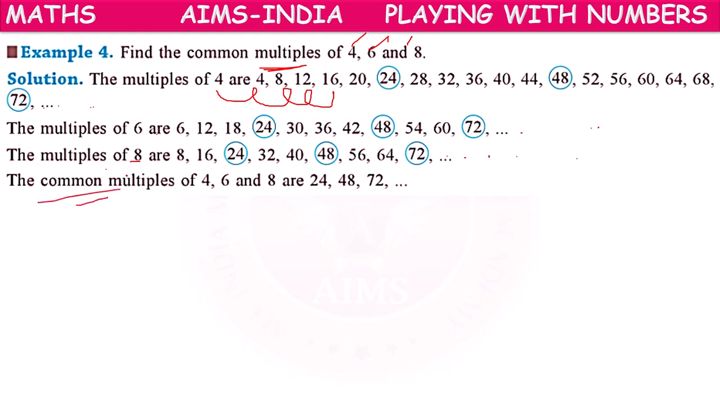So they are asking to write the common multiples. But common multiples exist up to infinity. We cannot write all. Any 3 or 5 we have to write, and so on. Dots we have to keep. So what is the first common multiple? 24. 24 is present in all. Next 48. Next 72. Like that. These are common multiples.